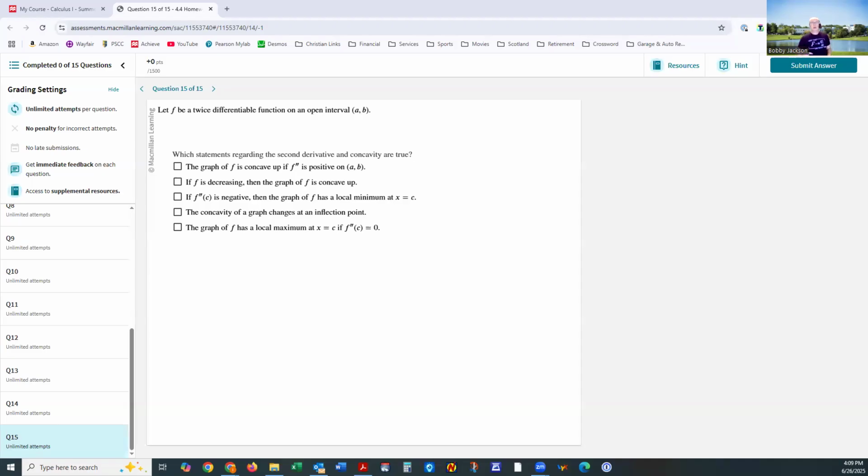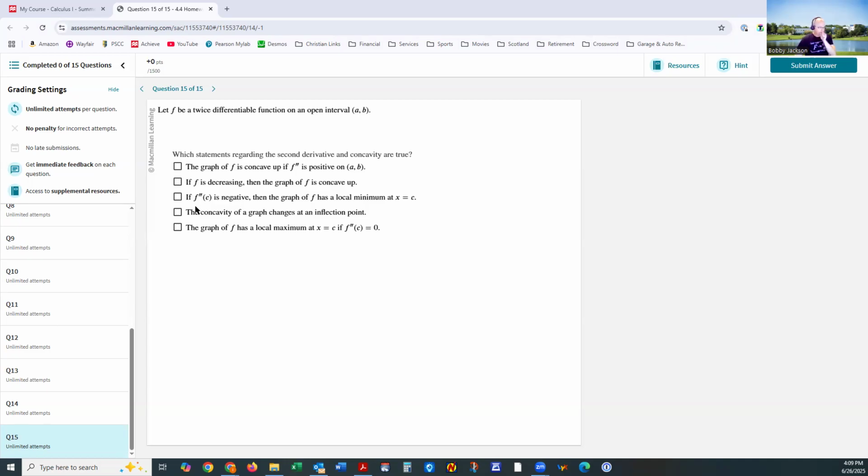Hey everyone, we're going to take a look at the last one in section 4.4, number 15. I've got it on the screen because it's just checking the correct box or boxes. We're given this statement: let the function f be a twice differentiable function. In other words, let it have first and second derivatives defined on some open interval from a to b. Which of these statements regarding the second derivative and concavity are true?